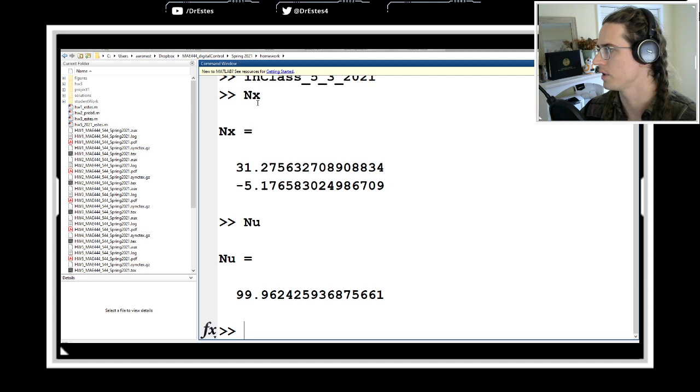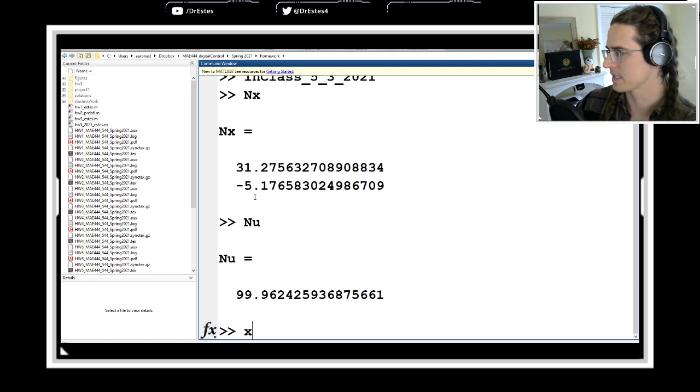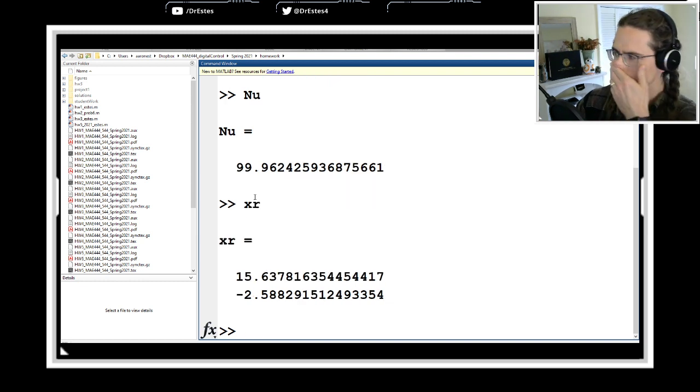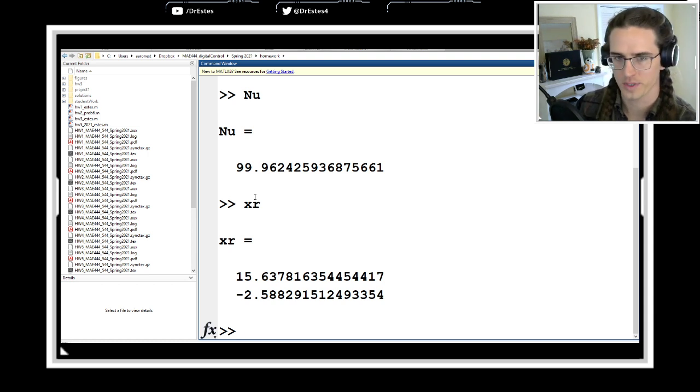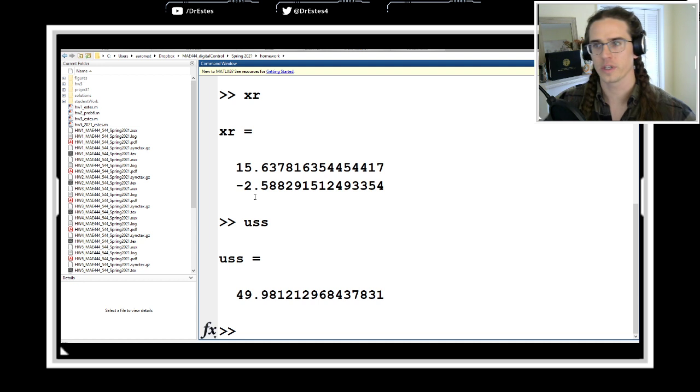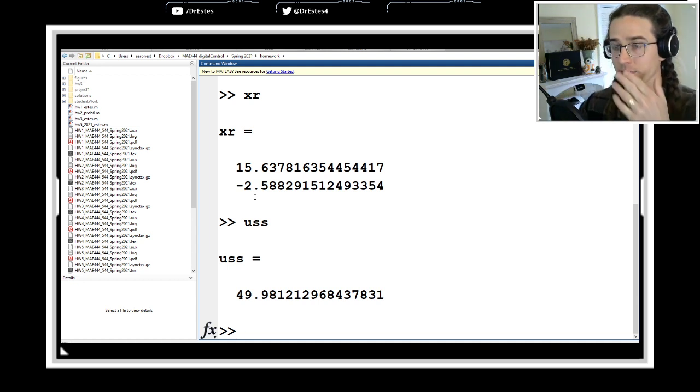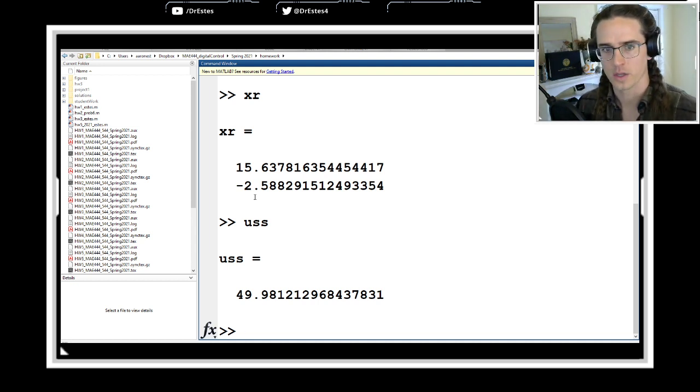NX is this, NU is this. So what are our reference states? XR. And what is our steady state force? 49.98, almost 50. U steady state. Let me go back here.